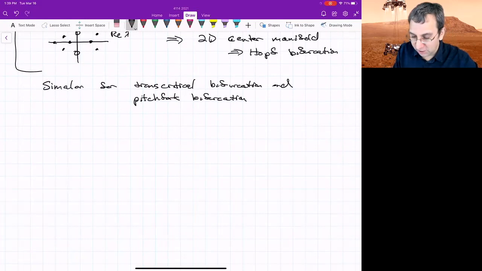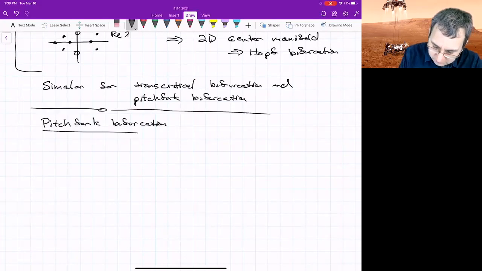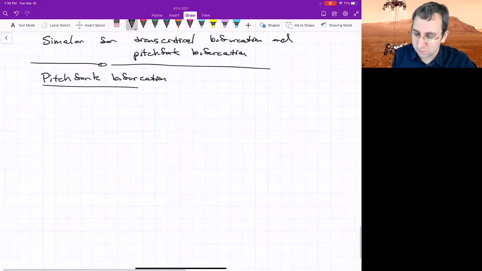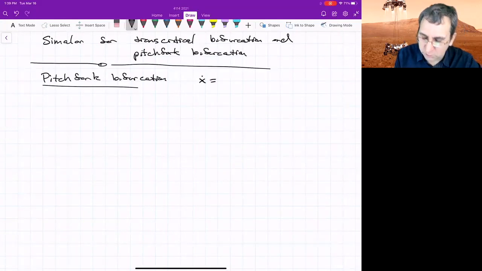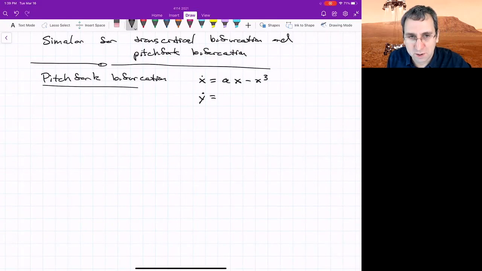In fact, we saw an example of the Pitchfork bifurcation in an earlier system where, let's do the Pitchfork just quickly. If we look at the prototype or a normal form for it, x dot equals, I'll write this as ax minus x cubed. And then in the y direction, make it nice and boring. y dot equals negative y.